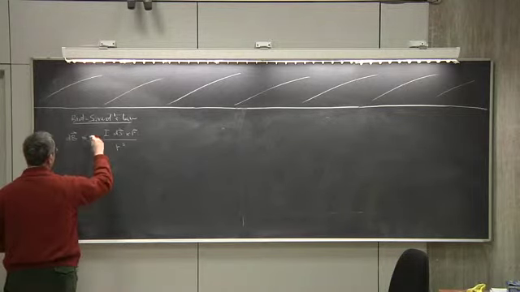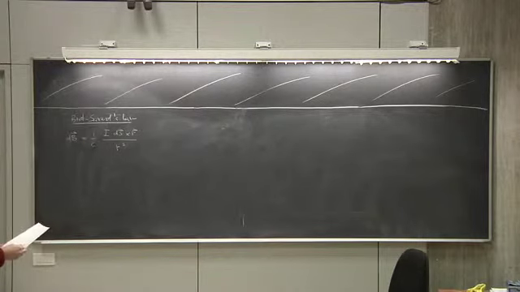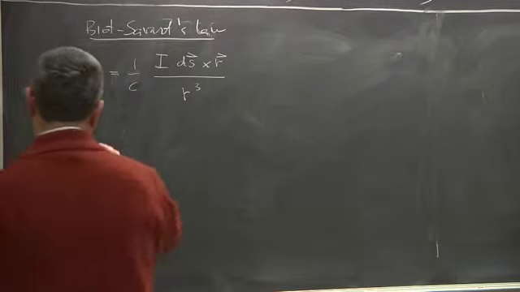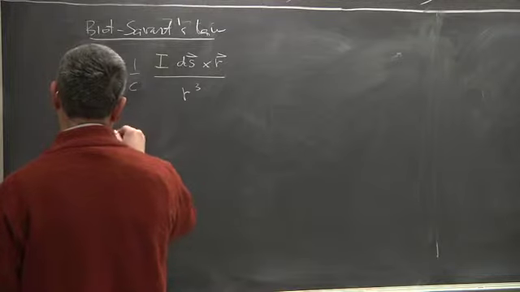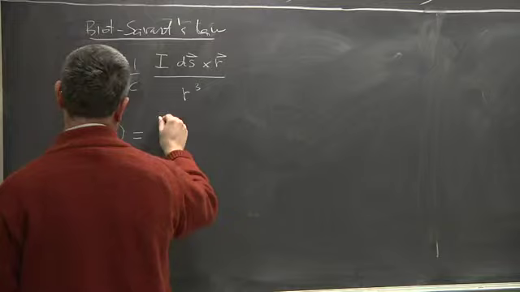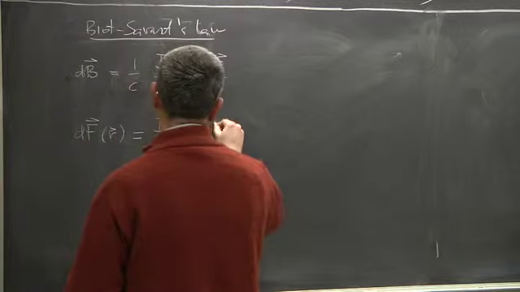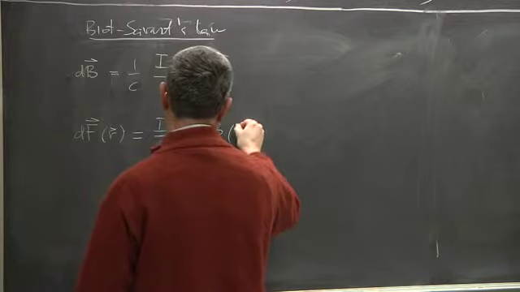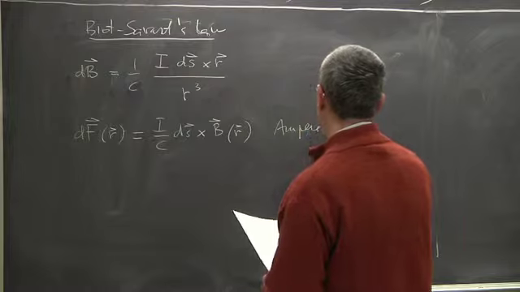So let's put it in Gauss units. And what they measured was that the force at a certain point R is 1 over c, so I over c, ds cross B at that point R. So that's what is called Ampere's first law.